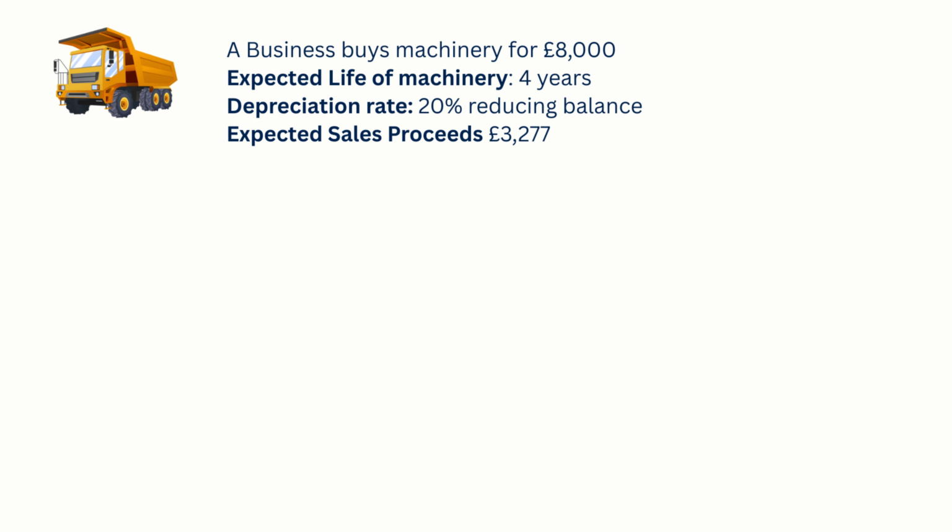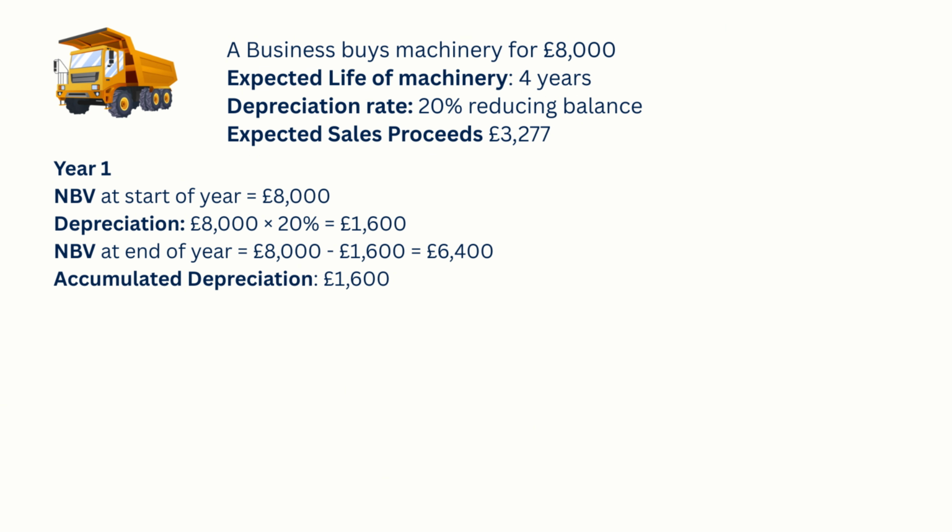Let's now apply this method to an example. Machinery cost is £8,000. Expected life is 4 years. Depreciation rate is 20%. Expected sales proceeds is £3,277. £3,277 is not used in the yearly calculations. It simply tells us what the asset is expected to be worth at the end.